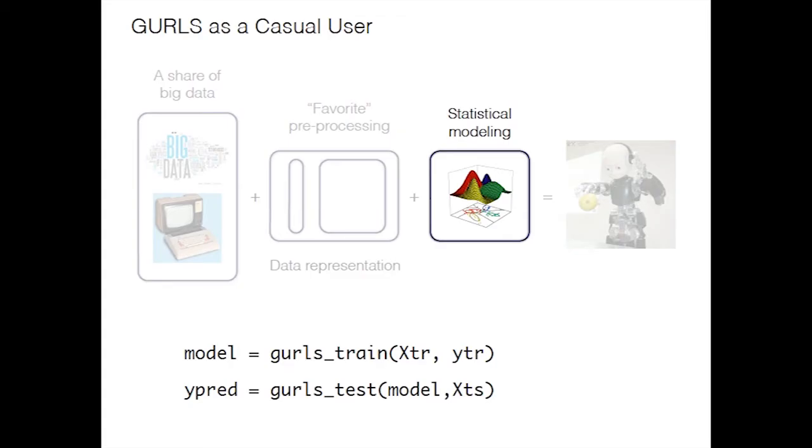So, for the casual user, GURLS is as simple as writing GURLS train and GURLS test. The library analyzes the data and understands if the problem is one of regression or classification, then selects a suitable algorithm and suitable ranges for the parameters, and then optimizes it.